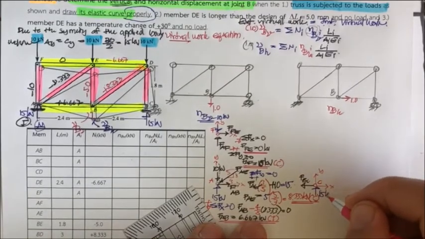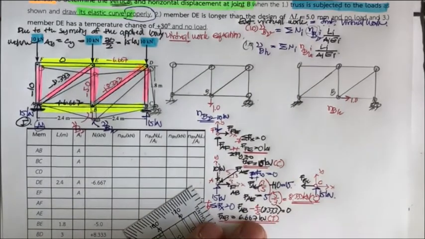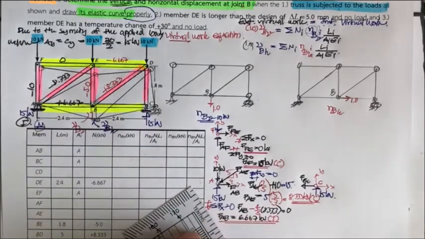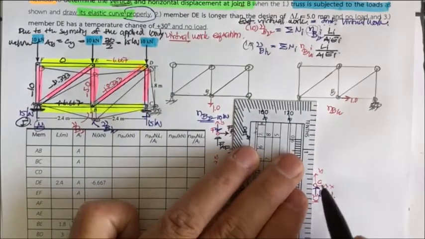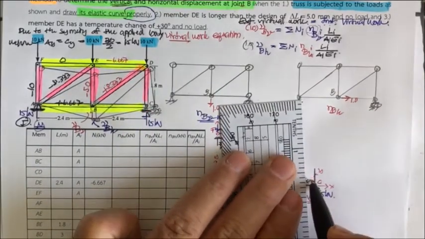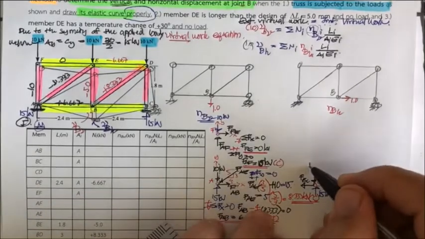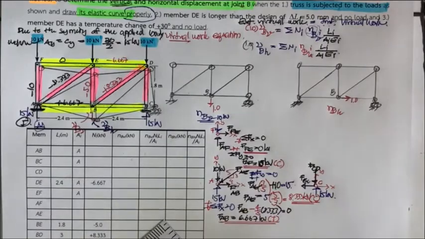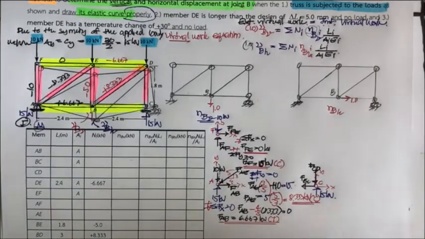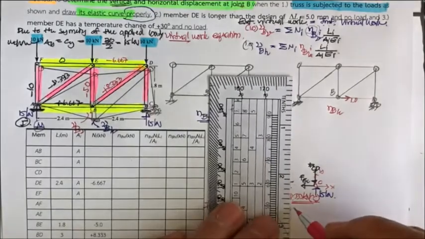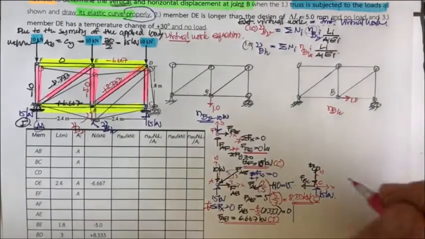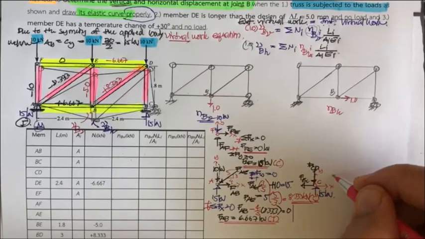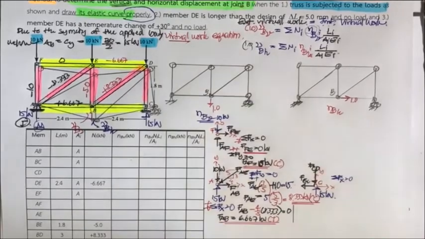That is 15 kilonewton. What we have is the CD. So the CD for sure is going to be in compression. This is going to be F sub CD. And now you can determine the force easily, right? If you do this, you may use the summation of F sub X equal to zero.